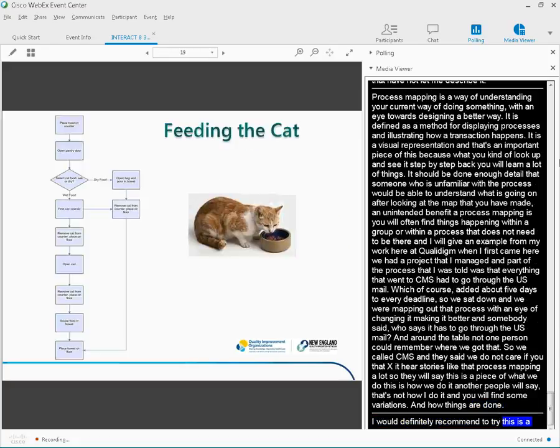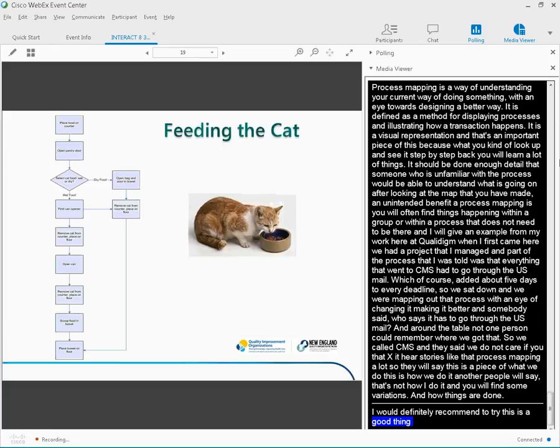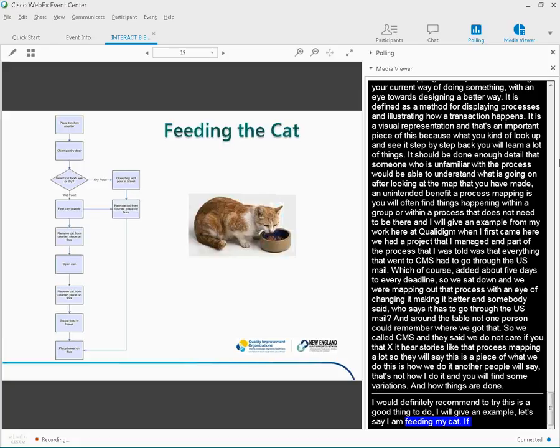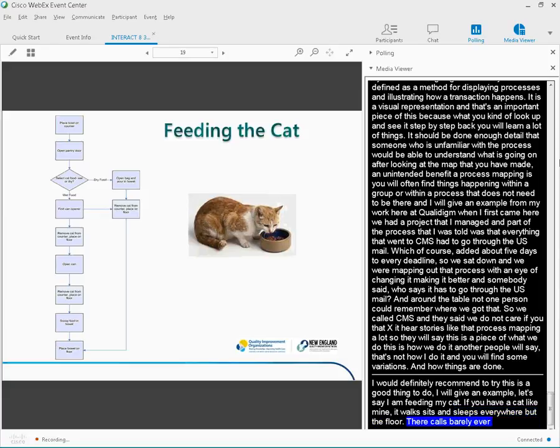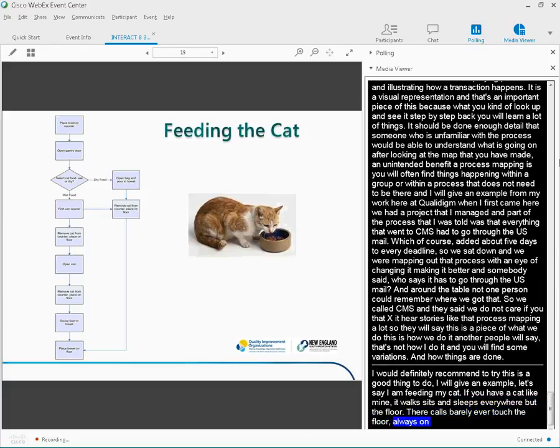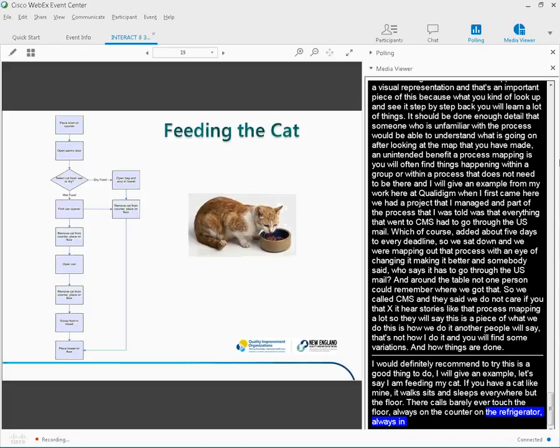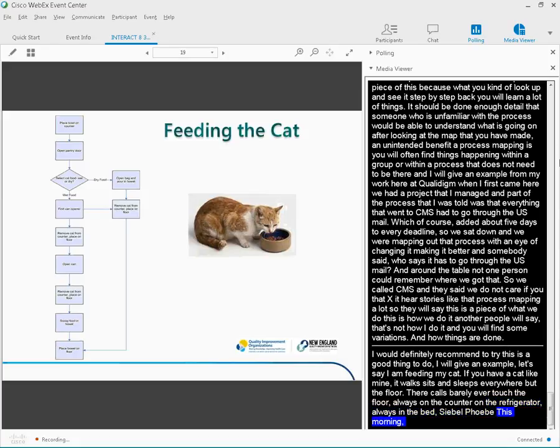And I'll give you an example. Let's say I'm feeding my cat, and if you have a cat like mine, it walks, sits, and sleeps everywhere but the floor. Their little paws barely ever touch the floor. It's always on a counter, always on a refrigerator, always in a bed. So I'm going to feed the cat this morning. Let's look at a high view of what I have to go through to get that done.